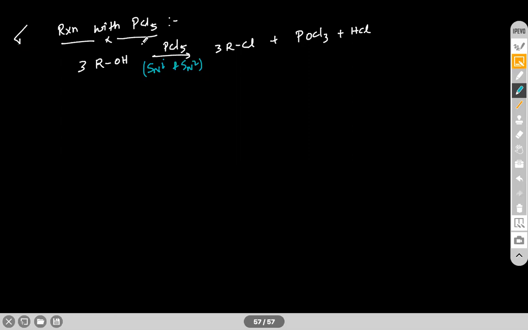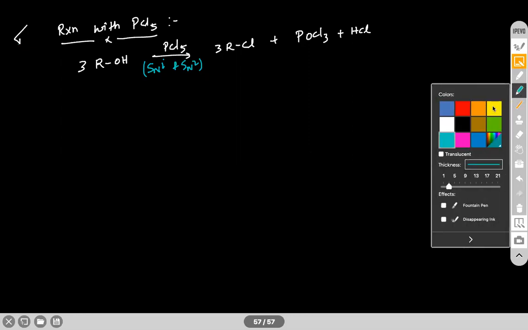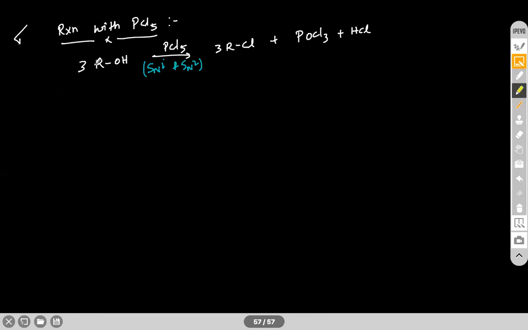So first of all, you should know how to write down the product directly. I will suggest you write down the product directly. The mechanism we can discuss, but the mechanism is not that important here. Okay. You should know how to write down the product with PCl5 or PCl3.